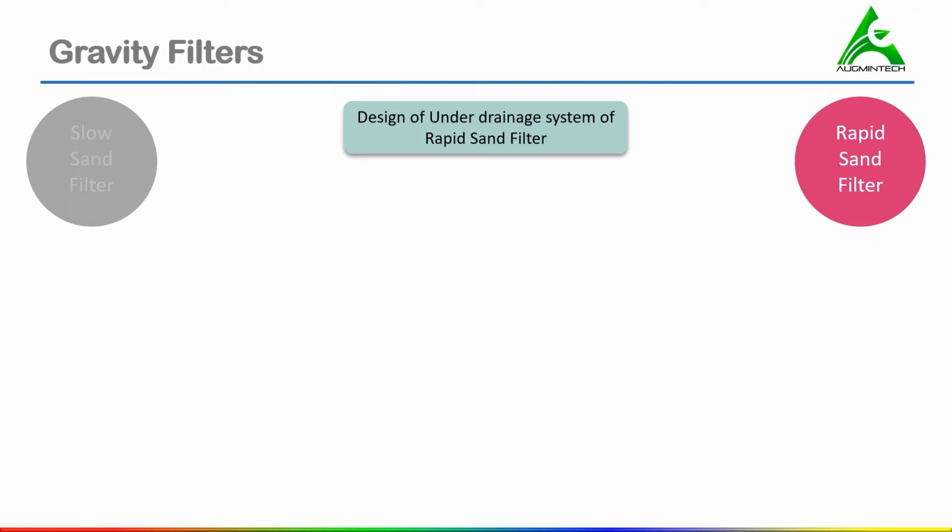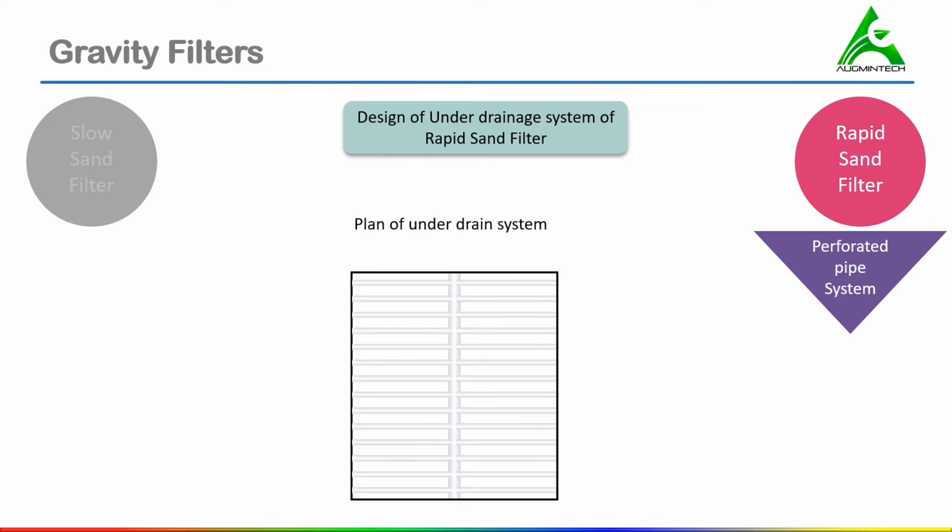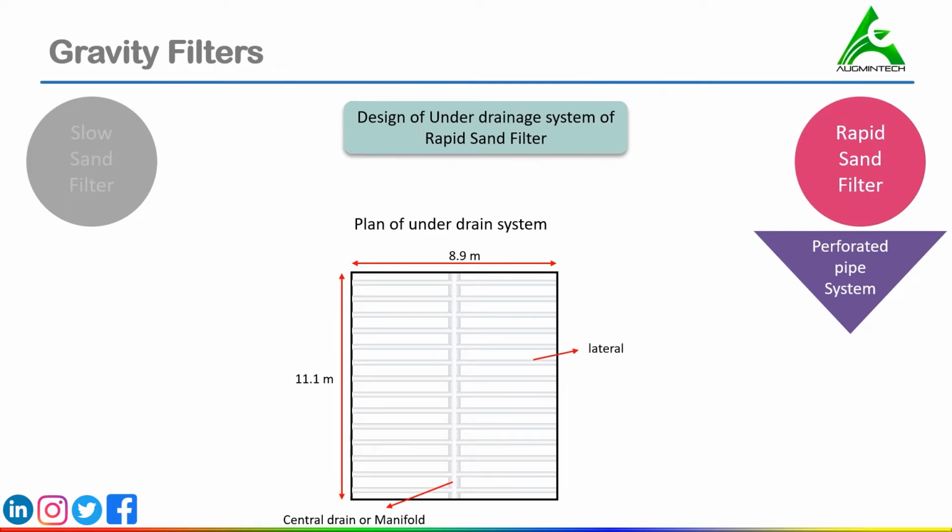They consist of two types. One is the perforated pipe system and another one is the pipe and strainer system. First we have the perforated pipe system. Here we have a plan of the under drain system whose breadth is 8.9 meter and length is 11.1 meter. In this system, there is a central drain or manifold to which a number of lateral drains are attached on either side.